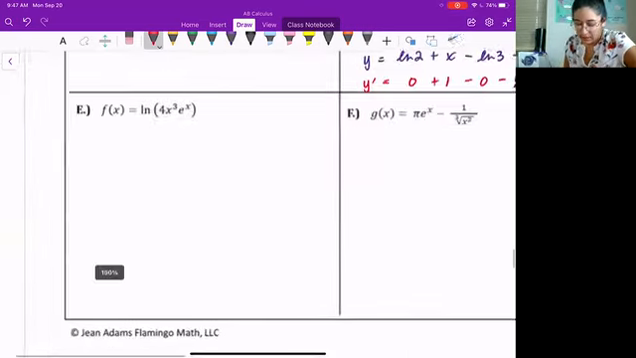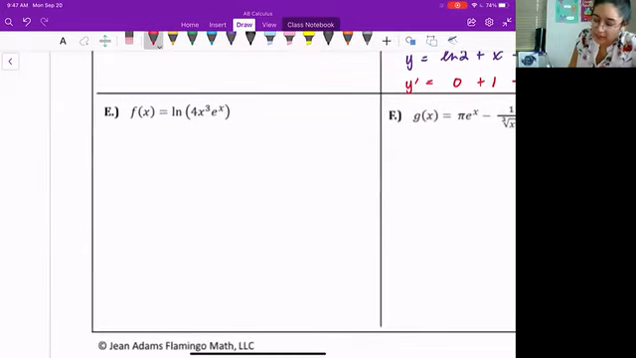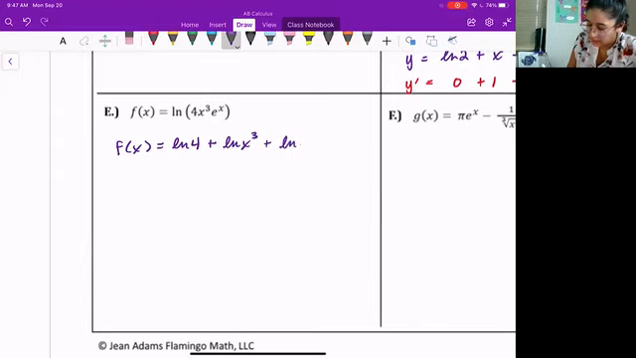Okay, let's try it again with this one. I've got a couple things being multiplied in there, so I'm going to rewrite with a whole bunch of plus signs. I've got natural log of 4 plus natural log of x cubed plus natural log of e to the x. Now I'm seeing exponents. I'm going to move them to the front.